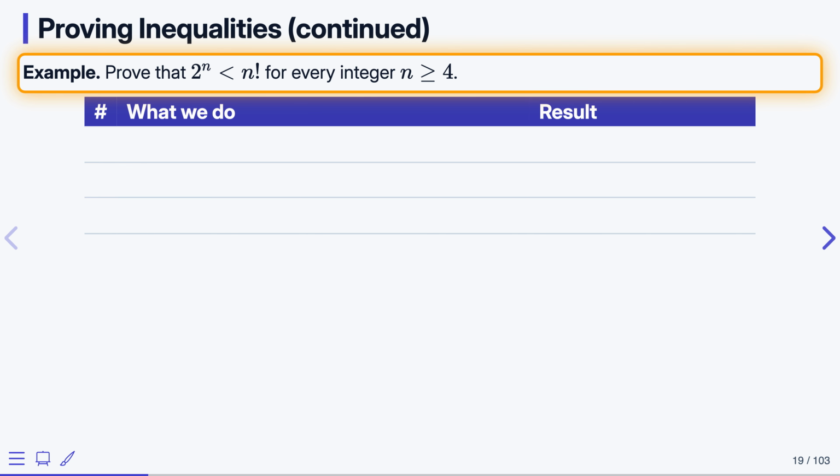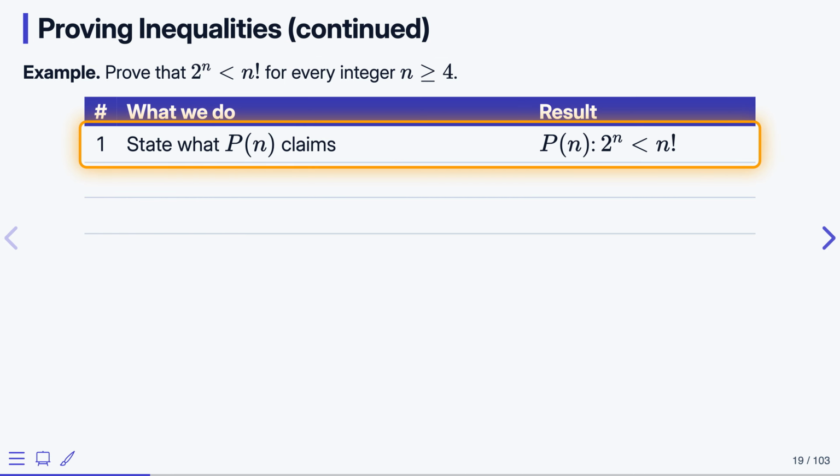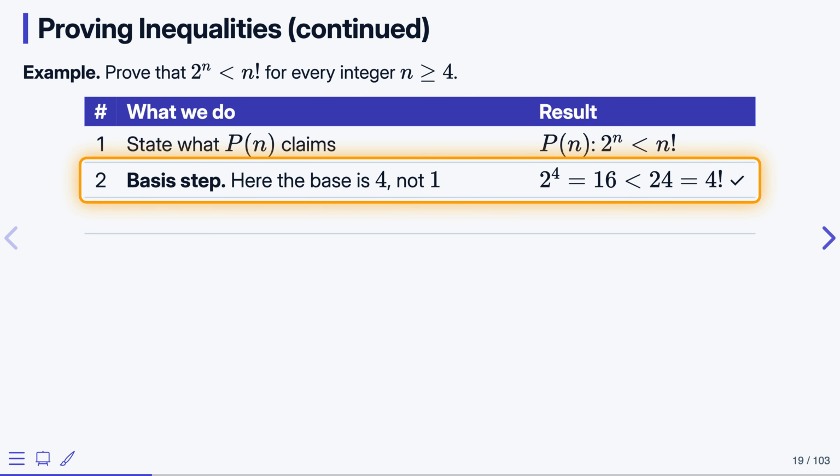This example does not start at 1. We show that 2 to the n is less than n factorial, for every integer n at least 4. Step 1. Write P of n down. It says 2 to the n is less than n factorial. Step 2. The basis step starts at 4. 2 to the 4 is 16. 4 factorial is 24. 16 is less than 24, so P of 4 is true.